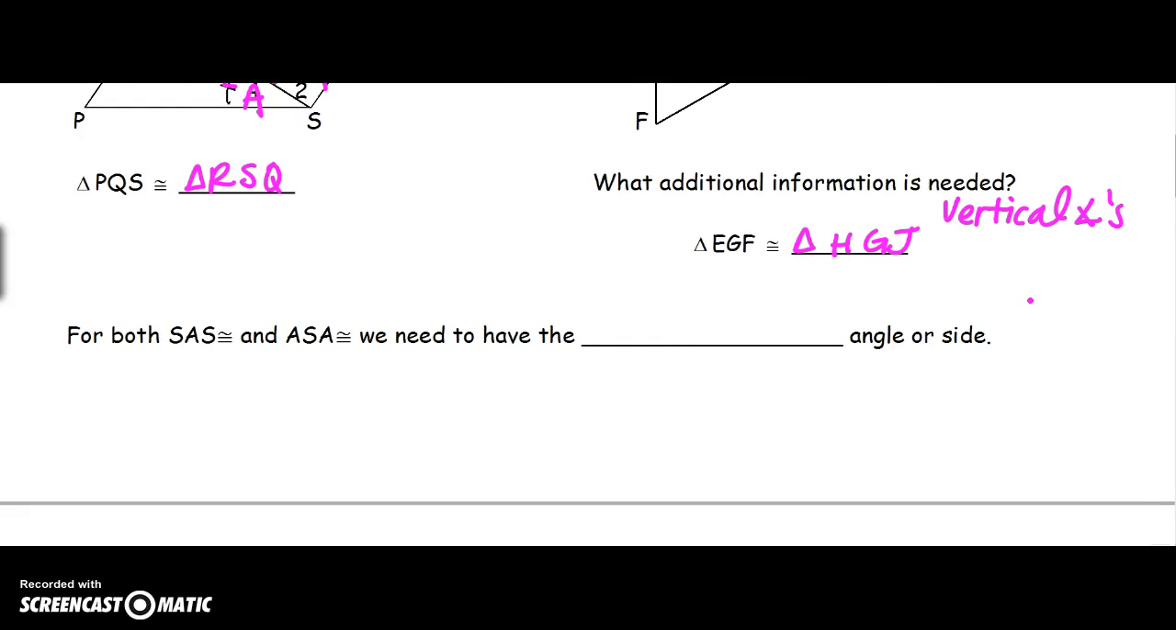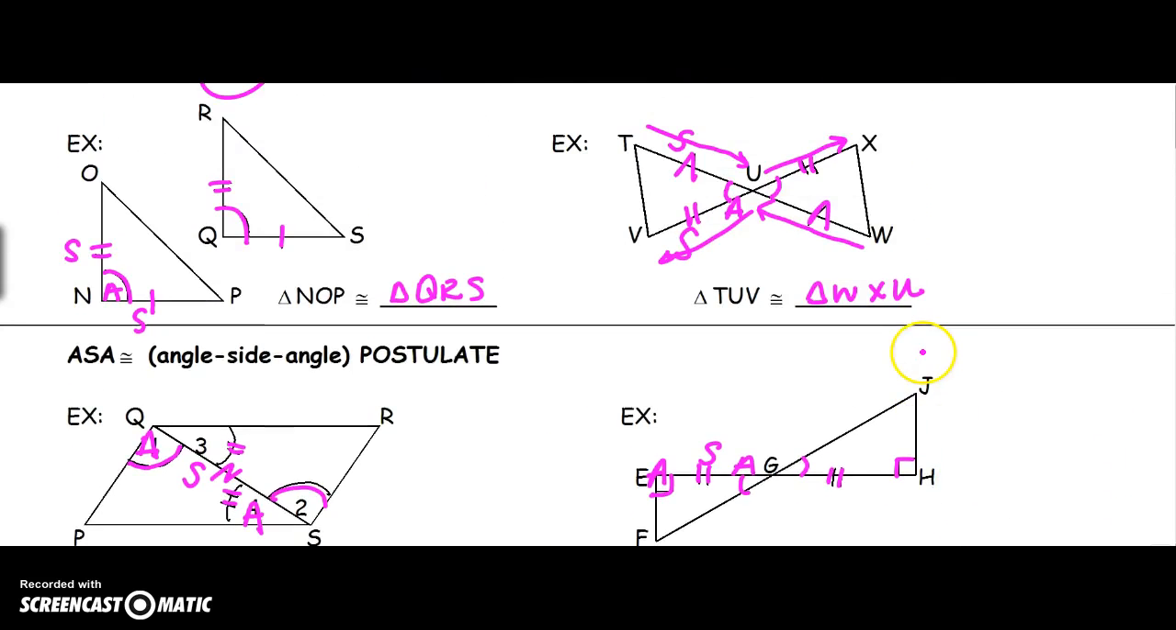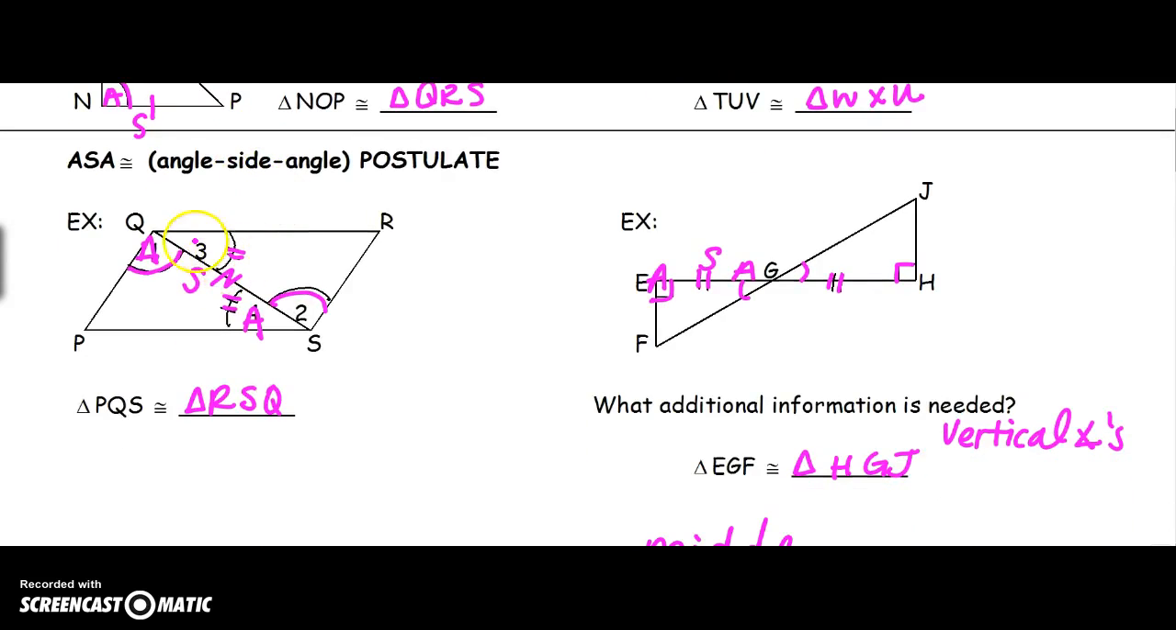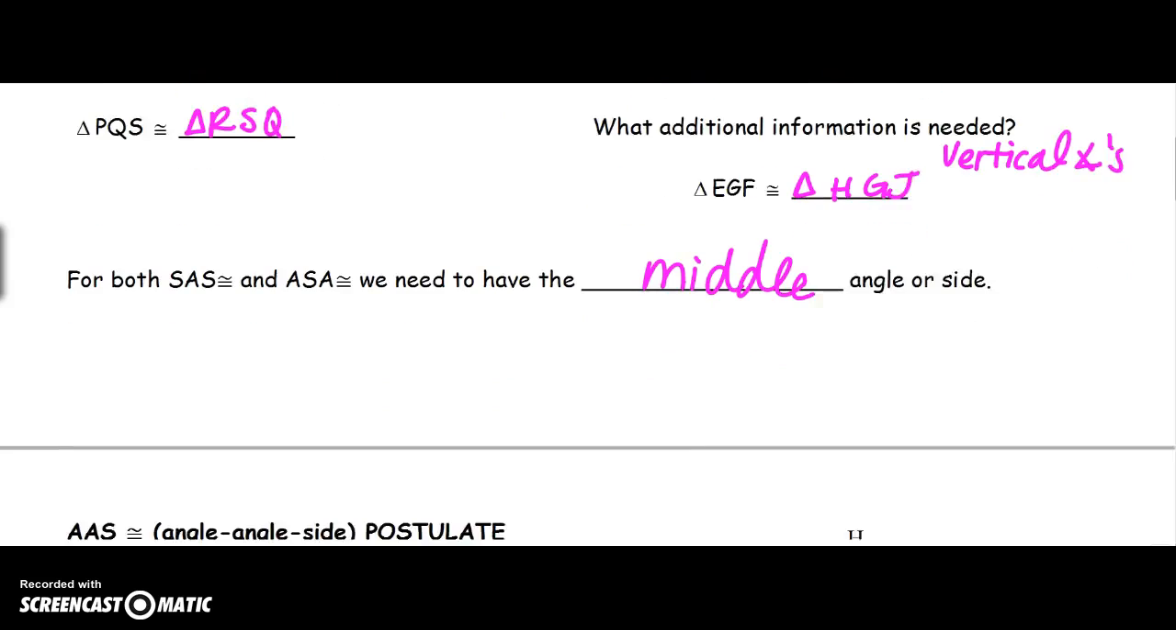So for both side-angle-side and angle-side-angle, we need to have the middle angle or side. Meaning for the first one, notice how we have the angle that's being surrounded by the two congruent sides. Okay, and then here we have the side that's being surrounded by the two congruent angles. So we need to have the middle piece.